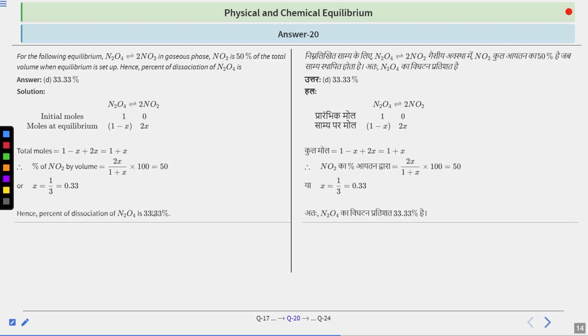Further, the percentage will be 33.33% of N2O4. This is your percentage dissociation. Because we have assumed here that X moles are broken, and this is nothing but your fractional ionization. You multiply it by 100, you get the percentage.